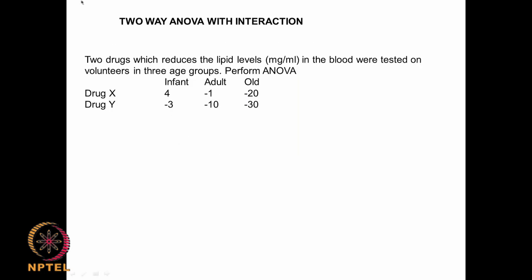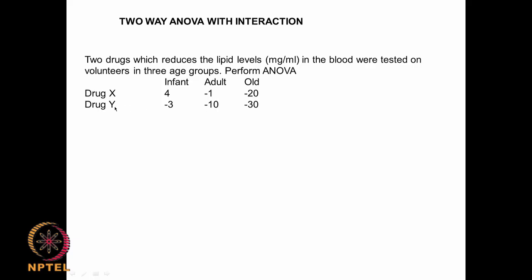Okay, so let us look at this problem. You have two drugs. I think you remember we saw this problem in the previous class. So, we have two drugs, drug X and drug Y. It is supposed to be lowering the lipid levels. On the adult it is lowering a little bit, drug X. On old people it is lowering a large amount.